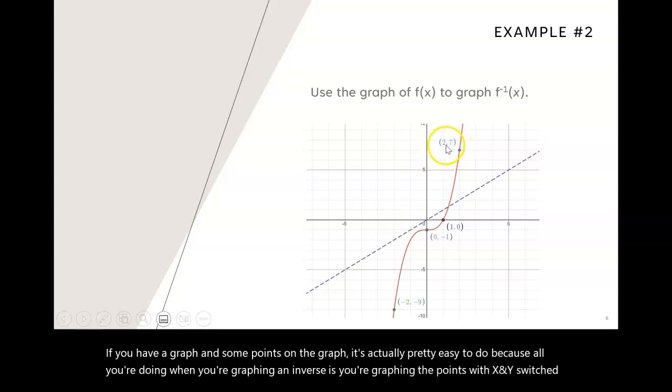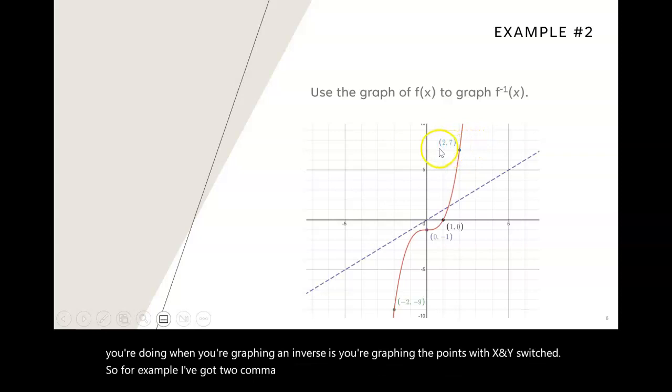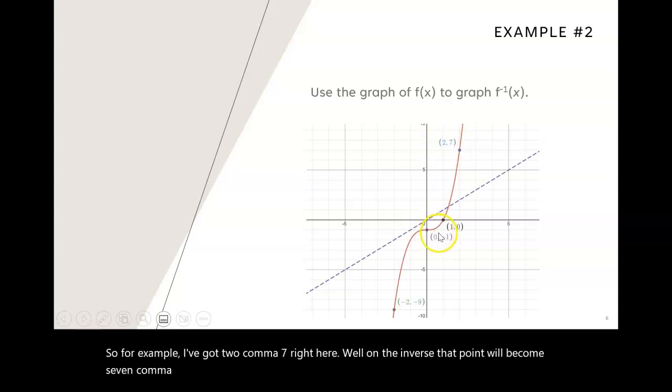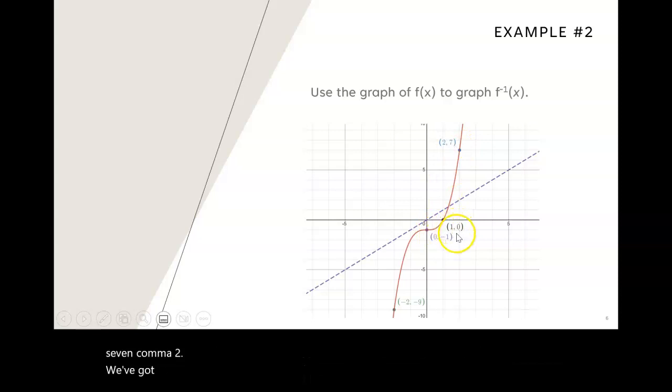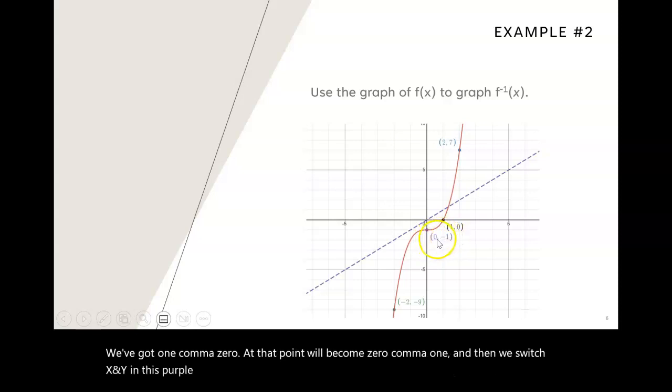So for example, I've got (2, 7) right here. Well, on the inverse, that point will become (7, 2). We've got (1, 0). That point will become (0, 1). And then we switch x and y on this purple point. It becomes (-1, 0). And on the green point, it becomes (-9, -2).